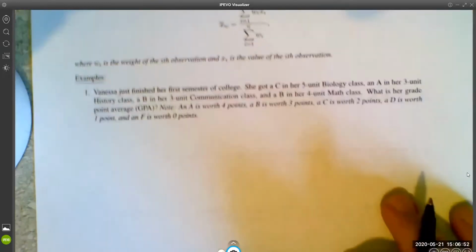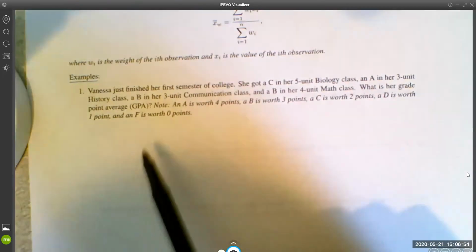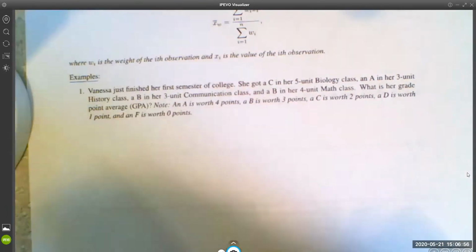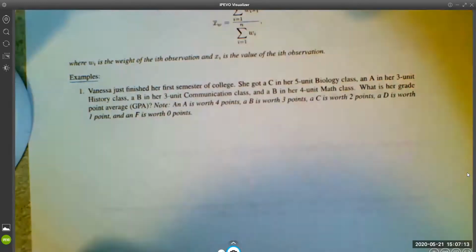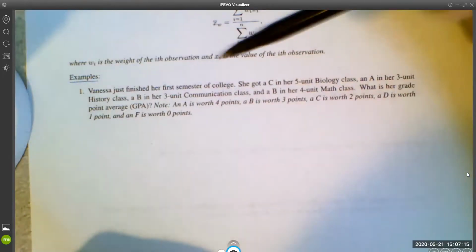This first example is going to be an example of a GPA. GPA is a weighted mean because getting a grade in a 3-unit class is not going to count the same as getting that same grade in a 4 or a 5-unit class, right? So because your classes are worth a different number of units, you have to use a weighted mean to compute your GPA.